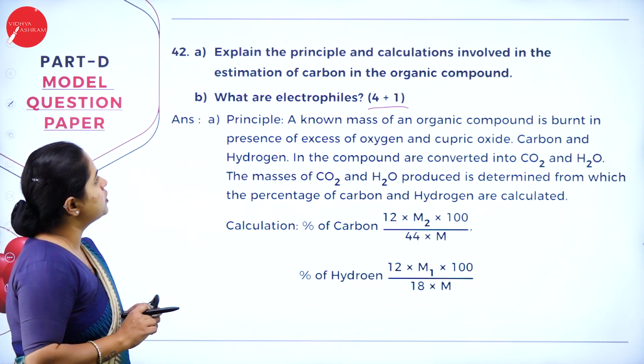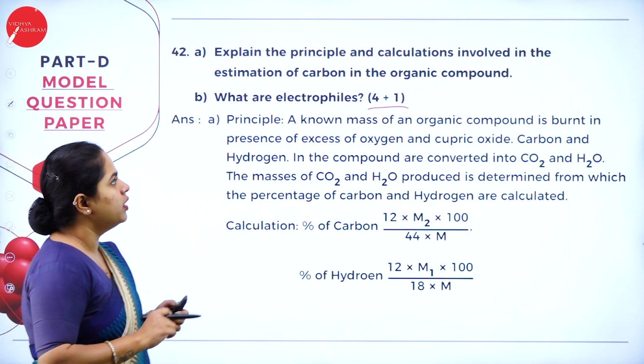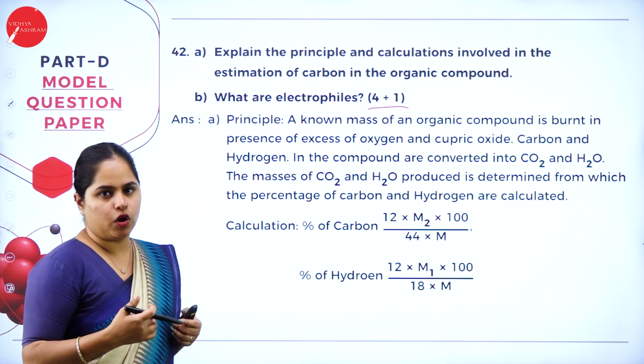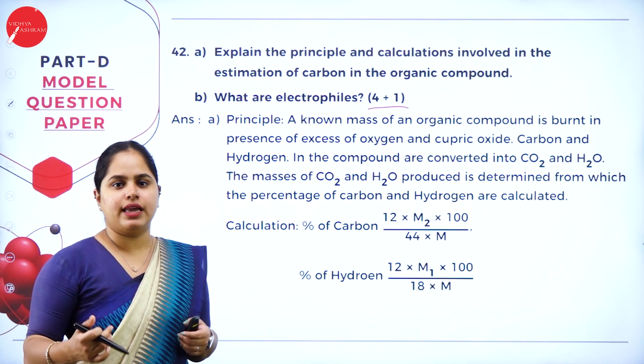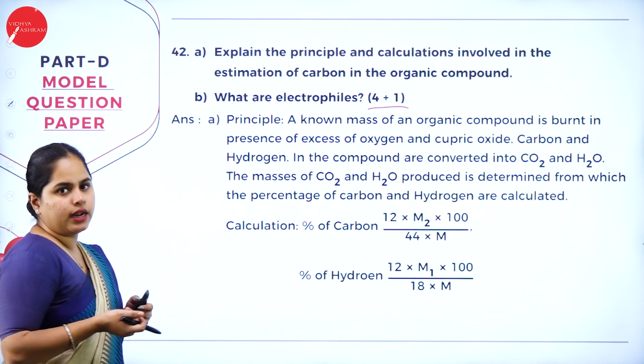Okay. So now the first part is: explain the principle and calculations involved in the estimation of carbon in the organic compound. That means how do you estimate carbon in a given organic compound? What is the principle and calculations in detail you have to write for 4 marks. Right. The second part is what are electrophiles.